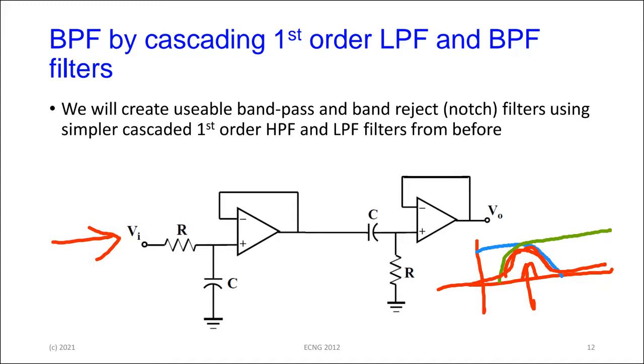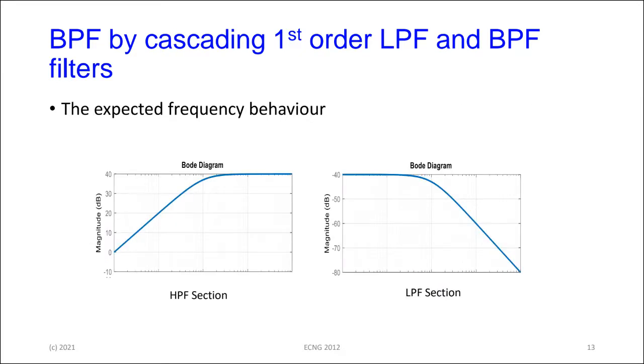Once you understand intuitively what the filters are doing, then the rest is easy. So this is the expected frequency behavior. The high pass filter section will give the response on the left hand side. The low pass filter is going to give me the response on the right hand side. One feeds the other, or the signal goes from one to the other. It doesn't really matter who is first, except what you have to figure out is where the cutoff frequencies are. So this is what we expect the behavior to look like.